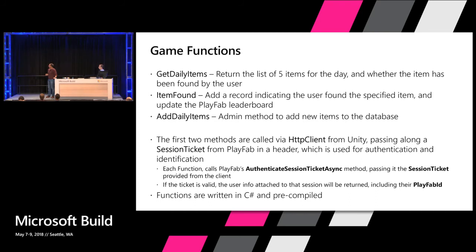Moreover, functions are written in C#. You can also rewrite them in Node.js. But the good thing with C#, they are pre-compiled. So basically, we wrote them in Visual Studio, and when we submitted them to Azure Functions, we submitted the DLL. So as you can imagine, it's pretty fast.